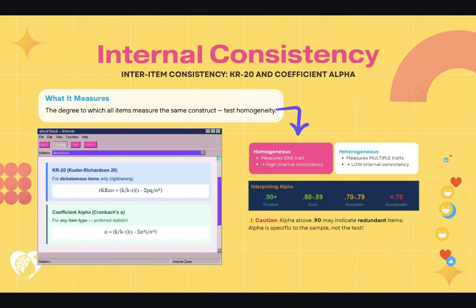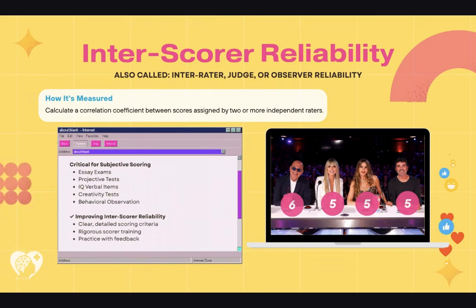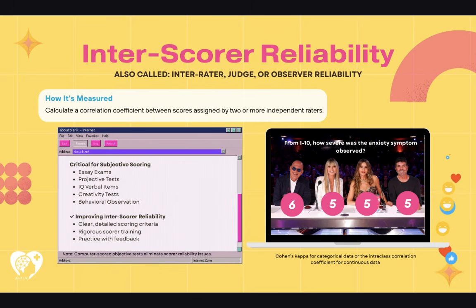So let's proceed to probably the simplest of all methods, which is also my favorite because again, dali ra siya i-understand. Interscorer reliability. It's also called interrater, judge, or observer reliability. When do we use this method? We use this method whenever some form of subjectivity is in play, so when humans are doing the scoring.